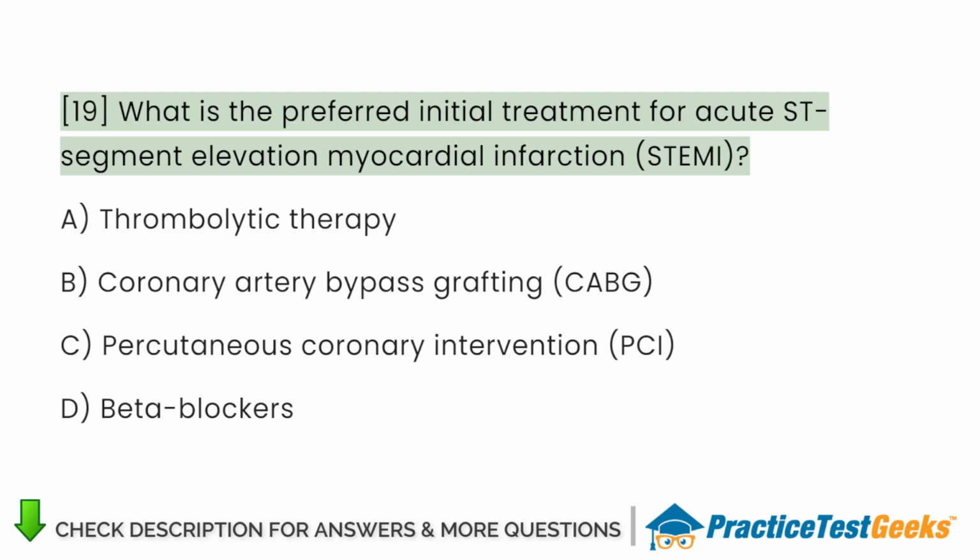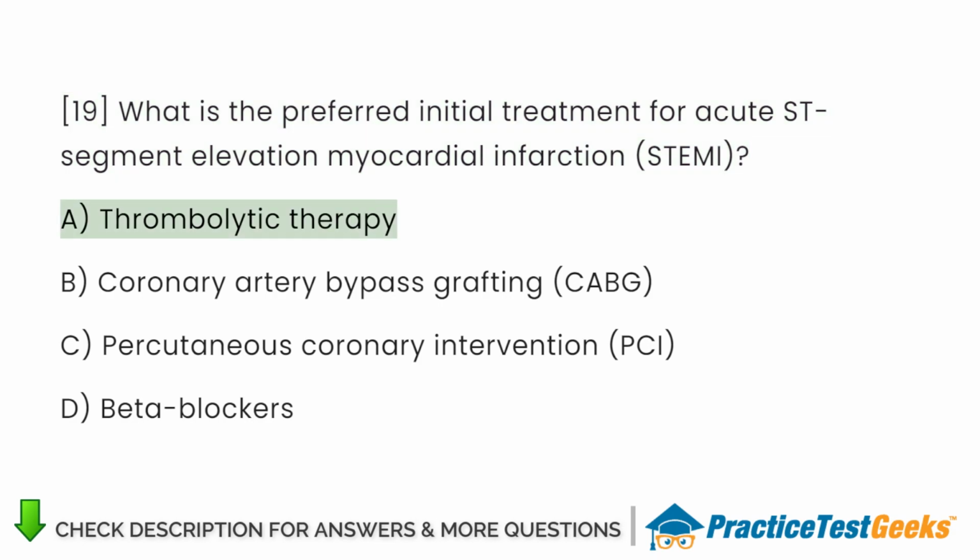What is the preferred initial treatment for acute ST segment elevation myocardial infarction, STEMI? A. Thrombolytic therapy. B. Coronary artery bypass grafting, CABG. C. Percutaneous coronary intervention, PCI. D. Beta blockers.